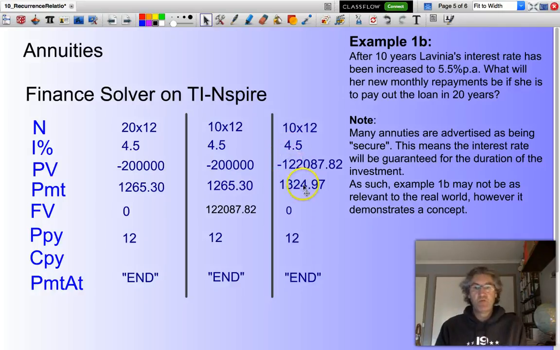And when we work our way through that, you'll notice that with the interest rate that's gone up, she will have a higher payment. This time the repayment to her will be $1,324.97. So there you have it. Hopefully you can notice the similarities between annuities and reducing balance loans.